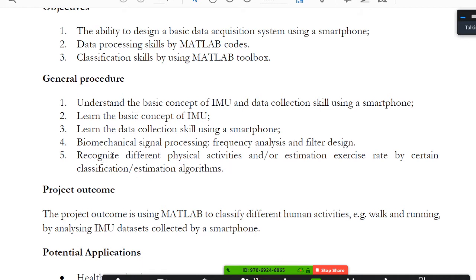And then you need to recognize different activities. This one is too hard, so maybe not. It's optional, and I just want you to estimate the exercise rate by a certain classification estimation algorithm. This algorithm is very ad hoc.